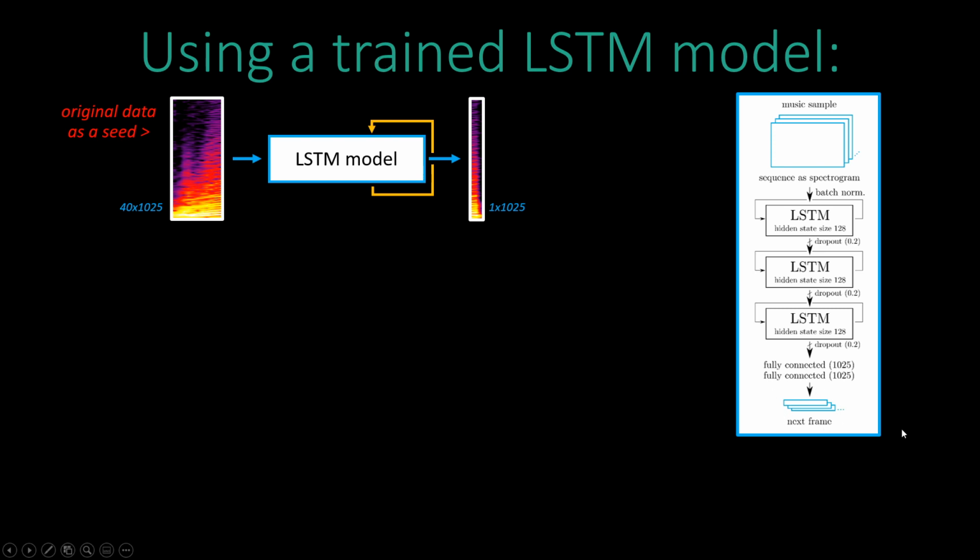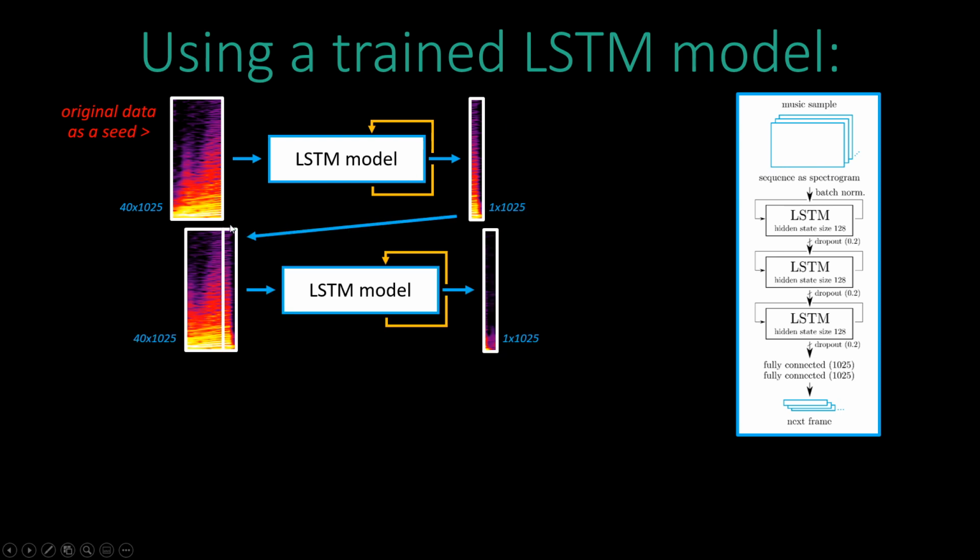If we have this model, we can jump into the data and find one moment to start at, and we can call this a seed. We throw in these 40 frames as the original seed. We get the next frame, and we can then append it at the end of this input, forget the first frame we fed in, and use this new block of data to predict the next frame.